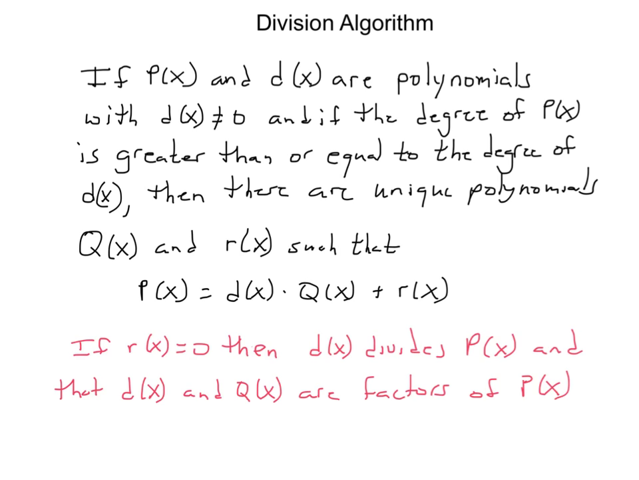In other words, p of x is our main function, d of x is what we're dividing by, q of x is the quotient, and r of x is the remainder. So what we're saying with the division algorithm is if I take p of x and divide it by d of x, I'm going to get some quotient and I can add that remainder. Now if r of x equals 0, then we say d of x divides p of x, and d of x and q of x would be considered factors of p of x.